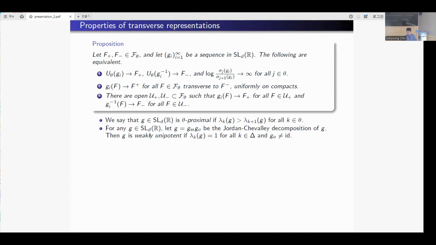Then I say that g is weakly unipotent if the absolute values of all the eigenvalues of g are 1. I'm not assuming they are real; I just need the absolute value to be 1. And the unipotent part is not the identity. This is what I call weakly unipotent.